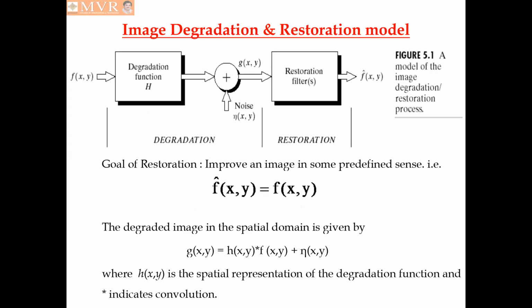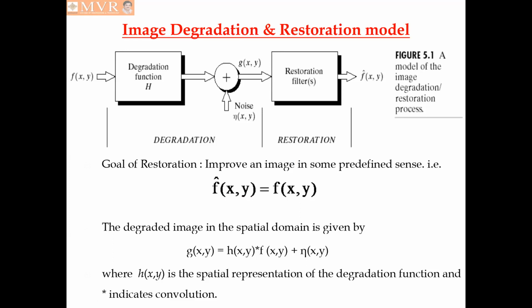Here the main goal of this image degradation and restoration model is to obtain the original image. In this block diagram, the input is f of x comma y and the output is f cap of x comma y. The goal of restoration is to improve an image in some predefined sense. That is, f cap of x comma y should be equal to f of x comma y. Means the output of the restoration filter, f cap of x comma y, should be equal to the input f of x comma y, which is the original image before it got degraded.